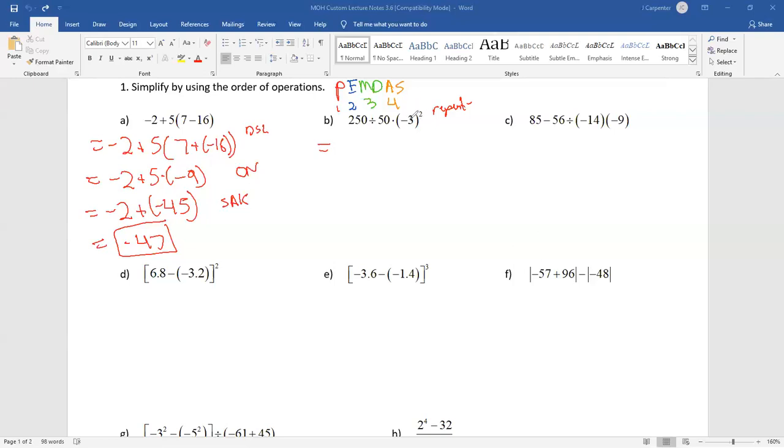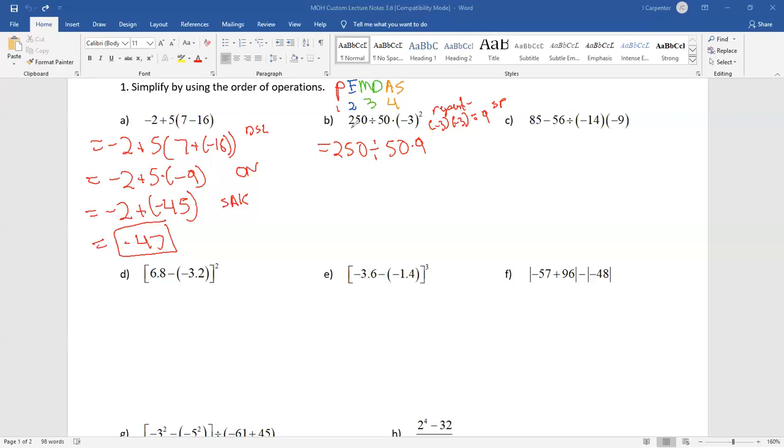So that's really -3 times -3. I'm just going to show that to the side, which ends up being +9. Same sign, so the answer is positive, SP. So this is 250 divided by 50 times 9. Oh, okay, we'll do the 50 times 9 first, which is 450, then 250 divided by 450. Nope, completely wrong. It doesn't say do all the multiplications and all the divisions.